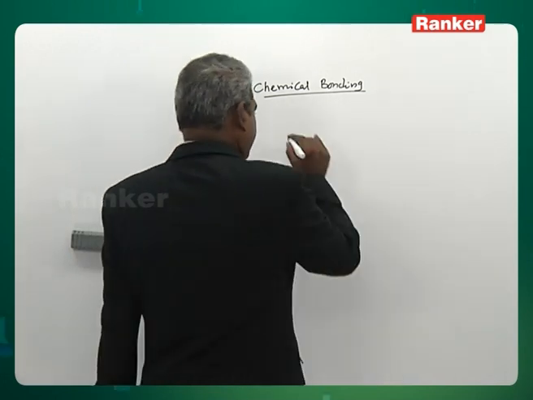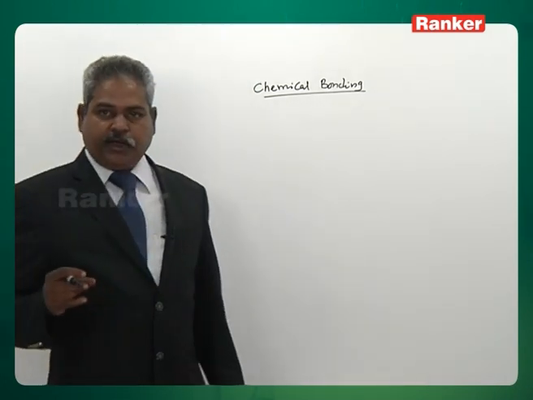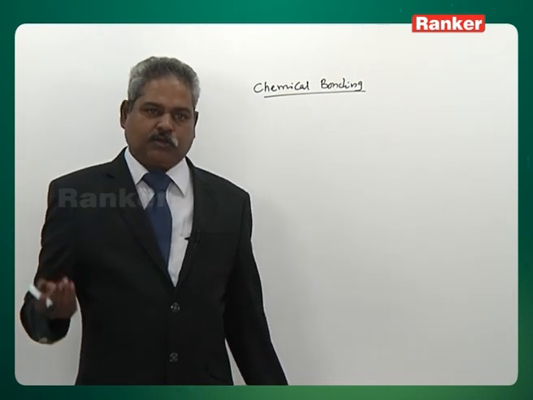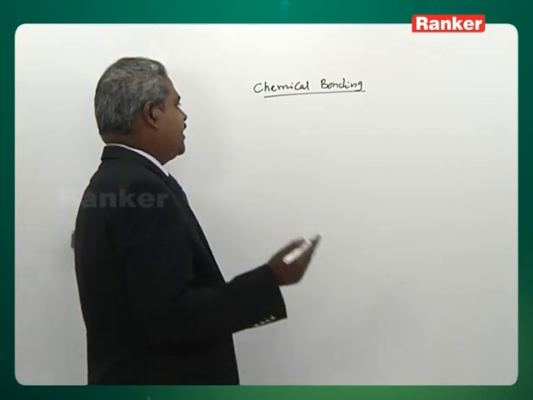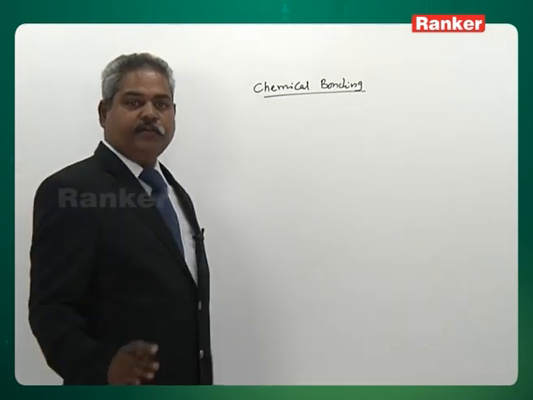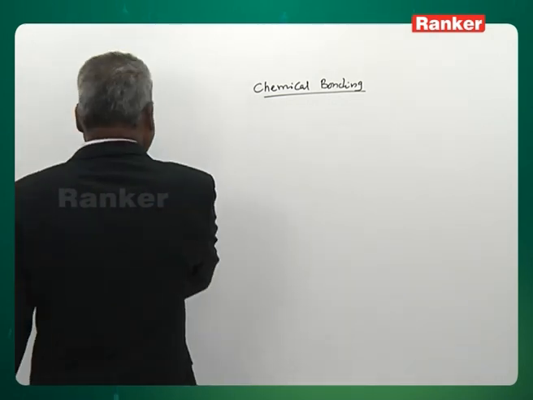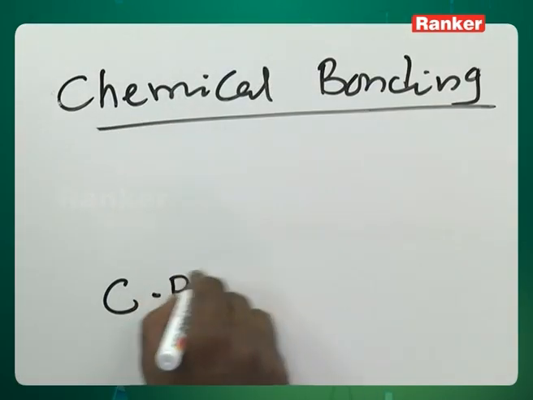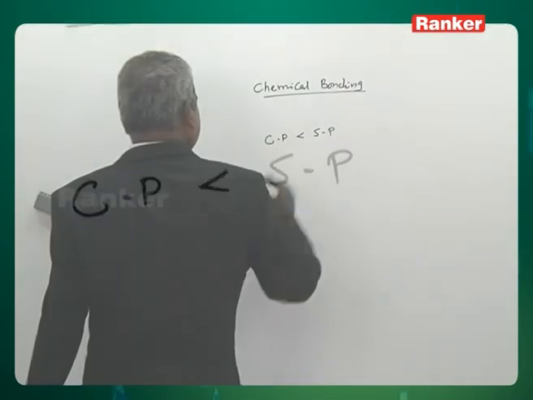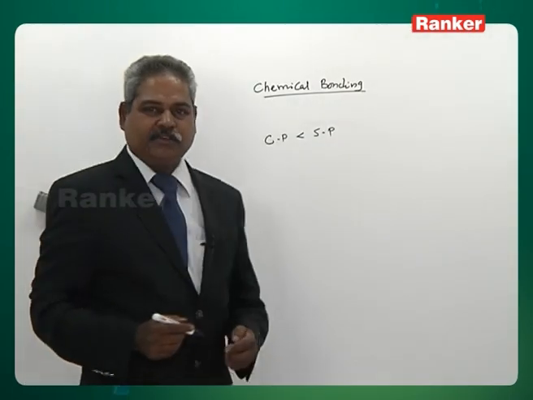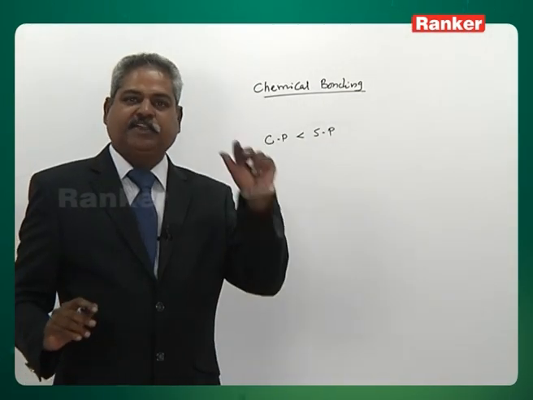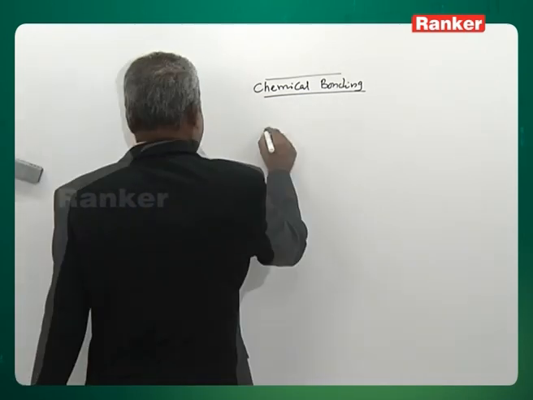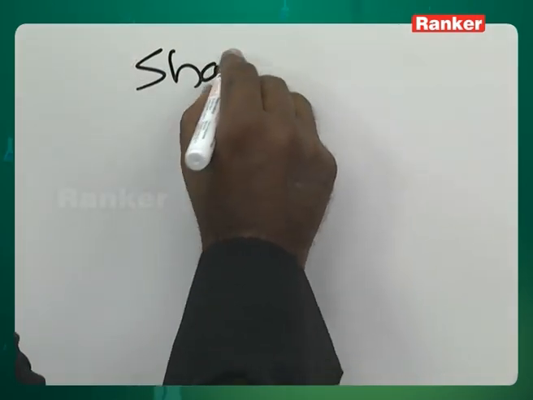The energy required initially should be compensated eventually. That is the essence of anything. Cost price should be less than selling price. The cost involved must be compensated. That is the economics of chemistry. Now, shapes of molecules.